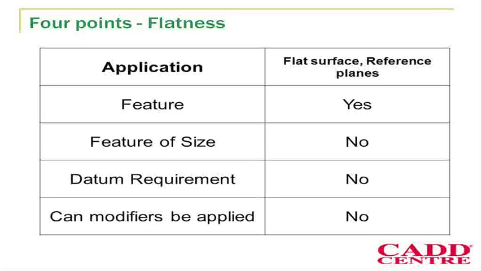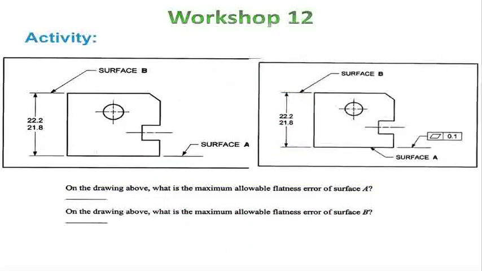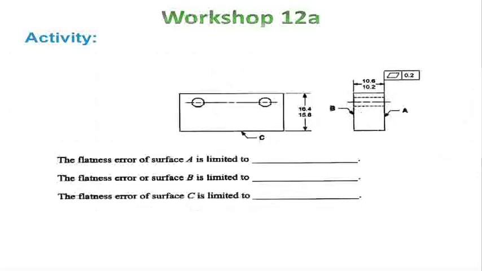I hope you understood the straightness and the flatness condition. In workshop number 12, you are given 2 drawings and the questions are given. Checking the picture, you have to answer the questions given there. Once you complete it, you move on to workshop number 12A, where you have to fill in the questions. The picture is given for reference. Once you complete this workshop, you can refer to the answers in the completed datasheet available on the ORG site.